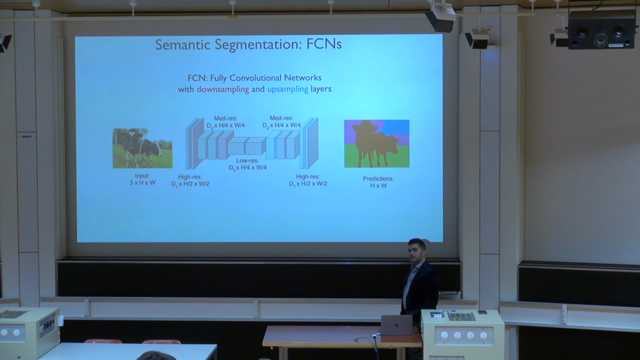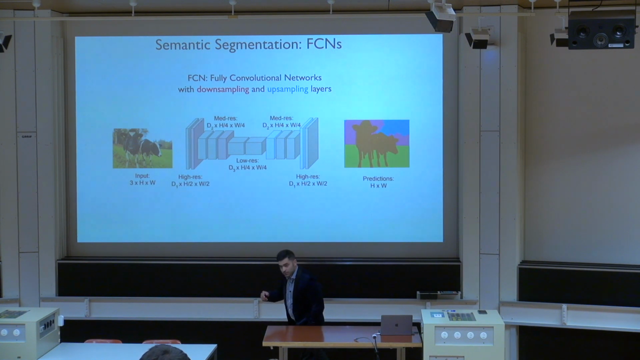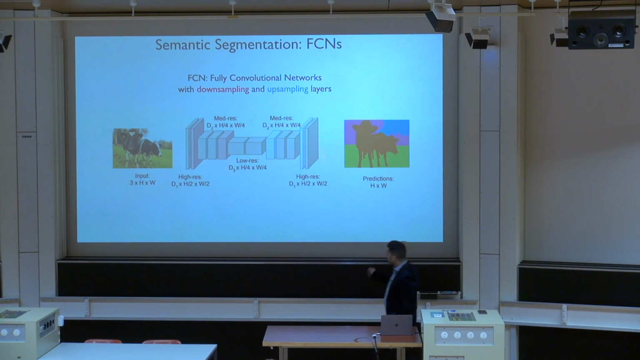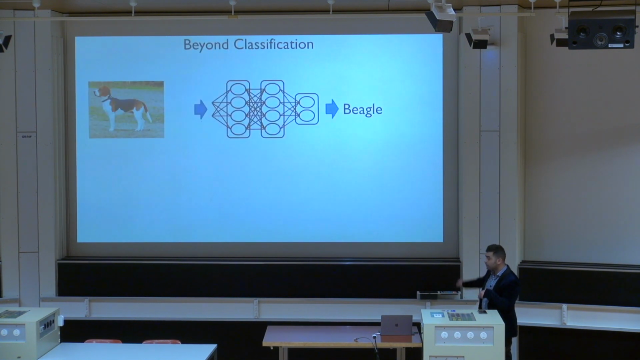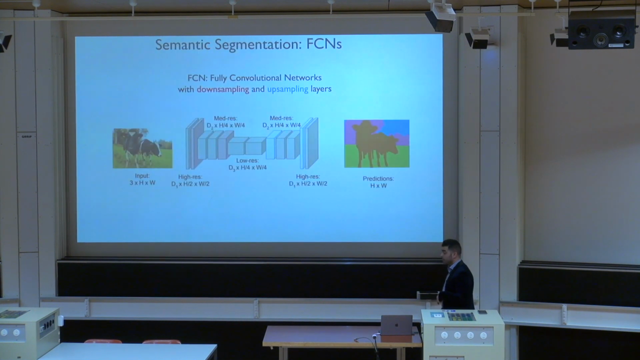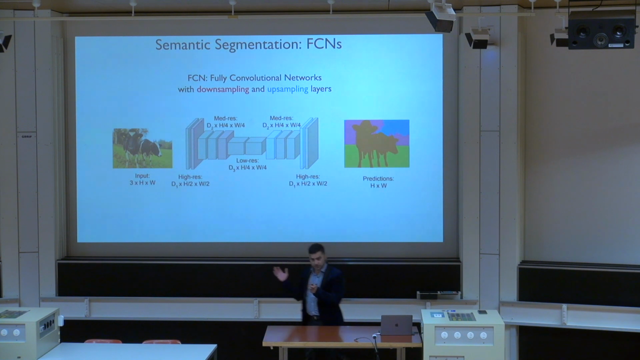And you supplement this part with a decoder to get back the original resolution of your input images. In this decoder, we have some transposed convolution layers, which I'm not going to talk about. But the idea is very, very simple. You have an encoder and a decoder. The encoder will be similar to what you have used before, a pre-trained CNN. And your decoder tries to recover the resolution of the original image size.